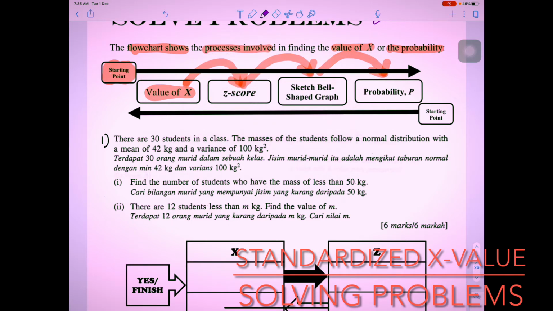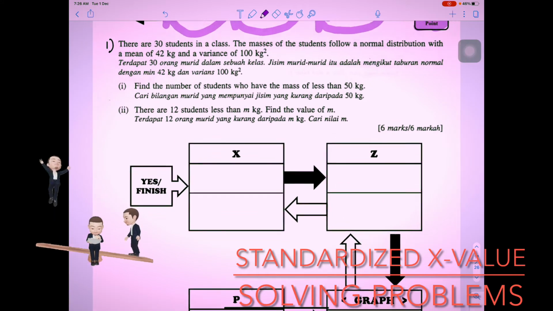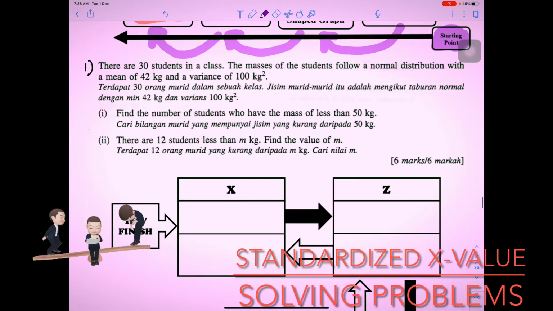What if the question gives you the probability first? Then this is the starting point. The next step is to sketch the bell-shaped graph. After that, you can find the z-score. Last but not least, you can find the value of x. This is the step by step, from left to right or from right to left. Let's look at an example involving solving normal distribution.